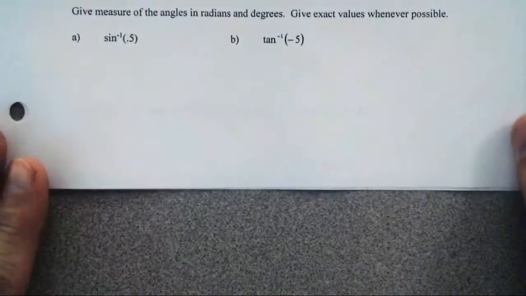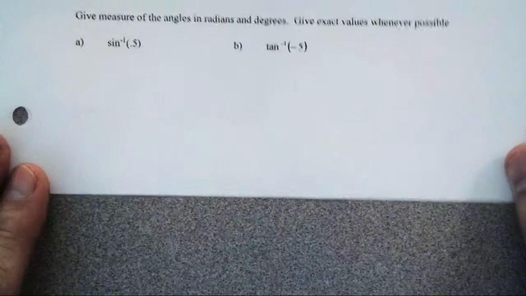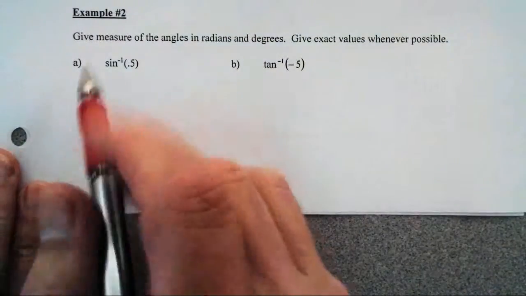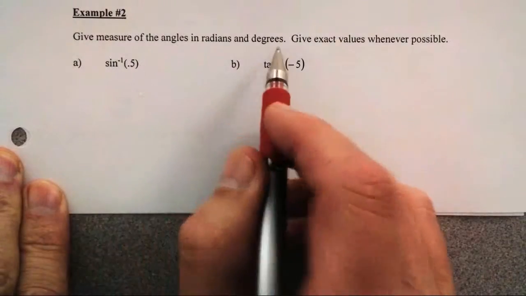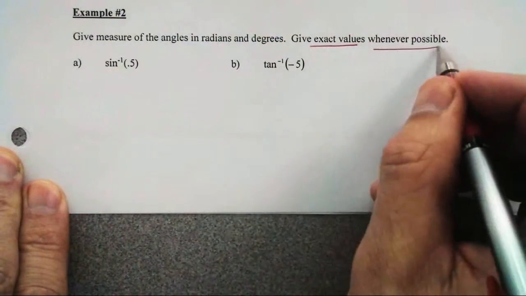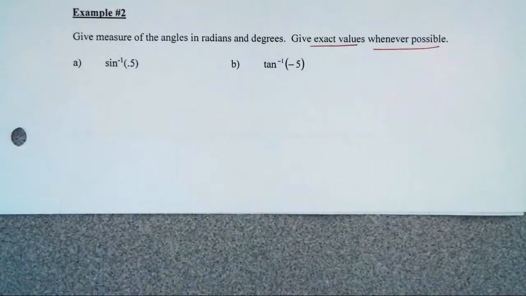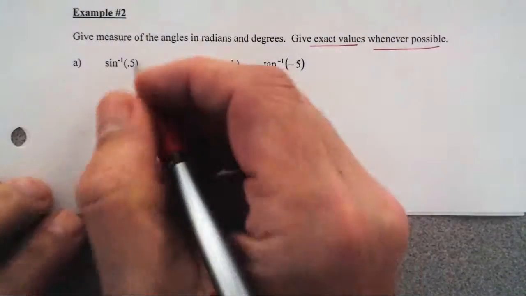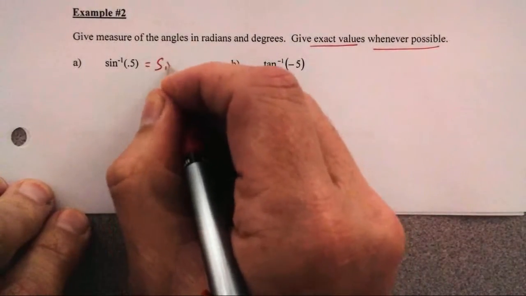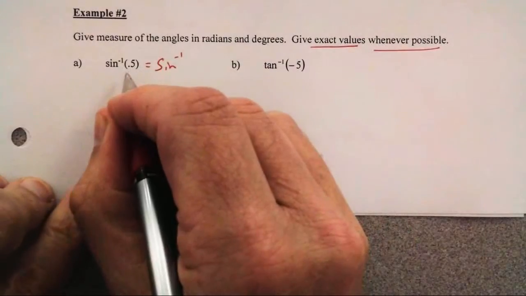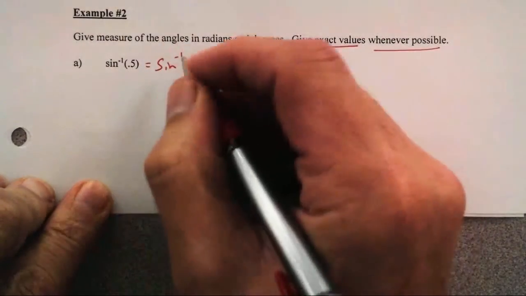Okay, I want to jump down right now to example 2, and then we'll come back up to example 1. Give measure of angles in radians and degrees. Give the exact values whenever possible. Okay, what goes into inverse trig functions? Ratios. So guess what the first thing I'm going to do here is? I'm going to make that be a ratio. And a ratio is just a fancy name for a fraction.